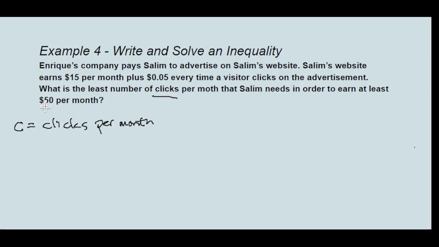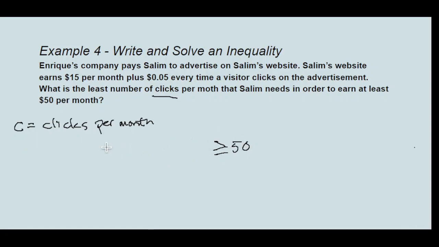If we look at it, Salim wants to make at least $50 per month. So how do we write that? Well, that means he wants $50 or $51 or $52 or $60 or $100 or 3 million, whatever, just more than $50. So the amount of money he earns should be greater than or equal to $50. That's what at least means, greater than or equal to. If you think it through, it should make some sense to you.